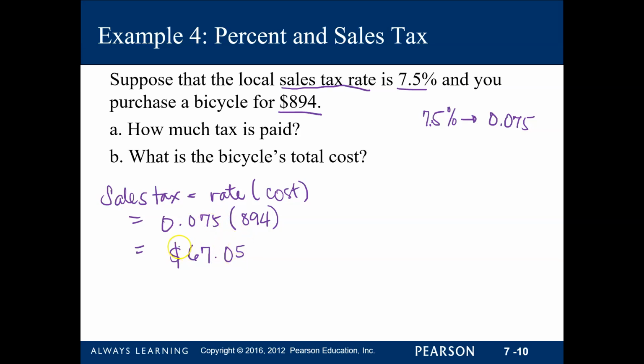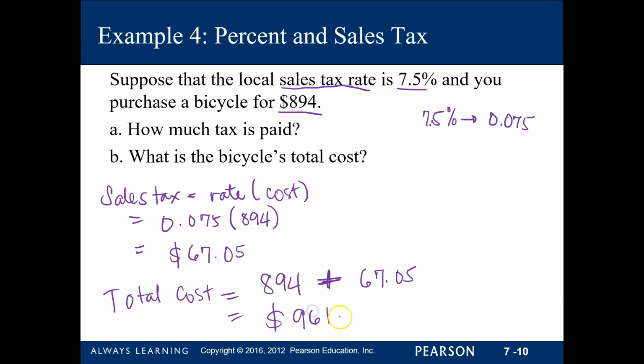$67.05. If we're looking at how much we are going to pay in total for the bicycle, the total cost, the sales tax is always added on top of the cost of the item. So 894 plus our sales tax, which is 67.05. Getting this sum, our cost is now up to $961.05. So the sales tax is added on top of the cost.